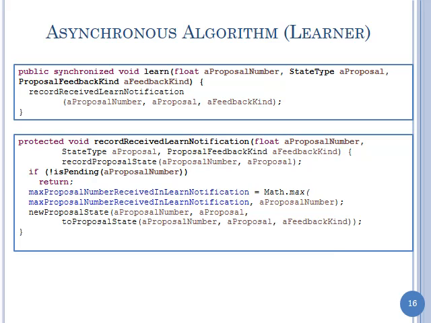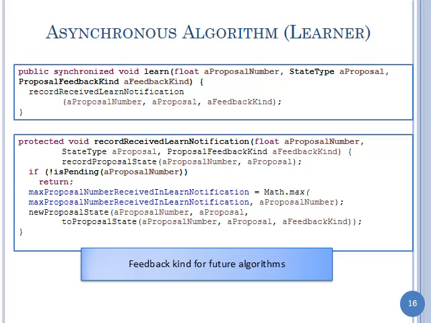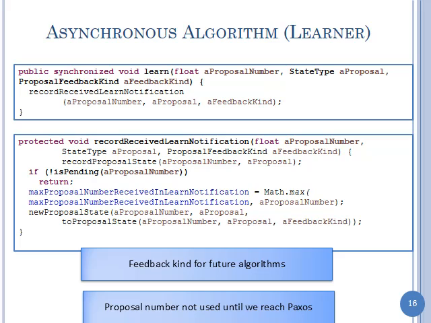So that's my learn algorithm. And feedback kind is for future algorithms. And again, proposal number is irrelevant to our algorithms till we reach Paxos, but we're just keeping it anyway.